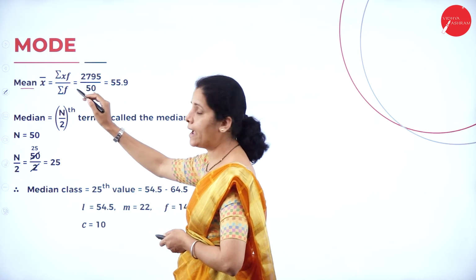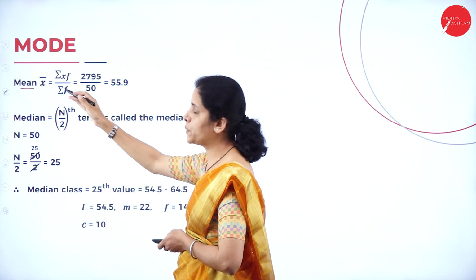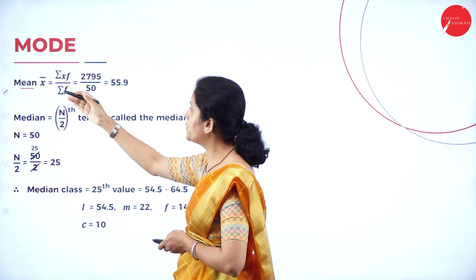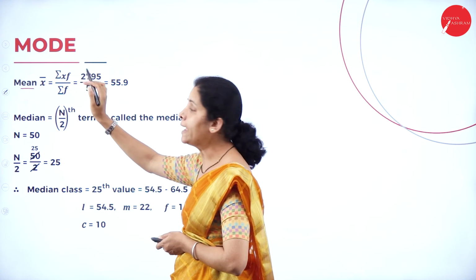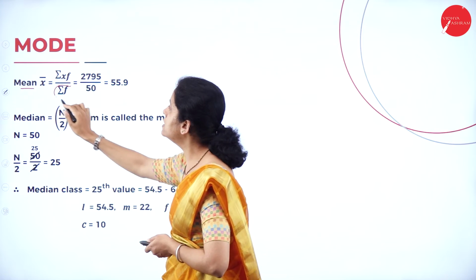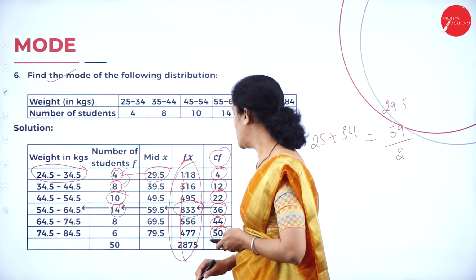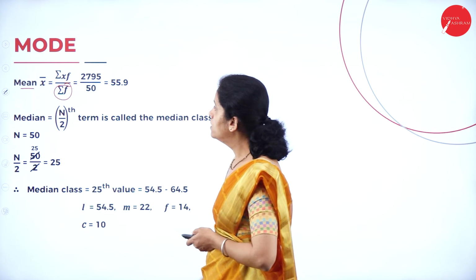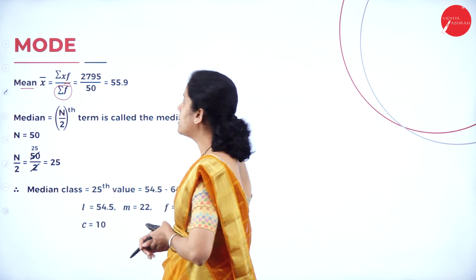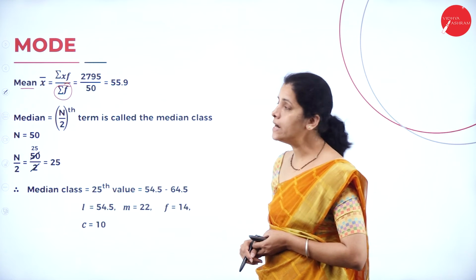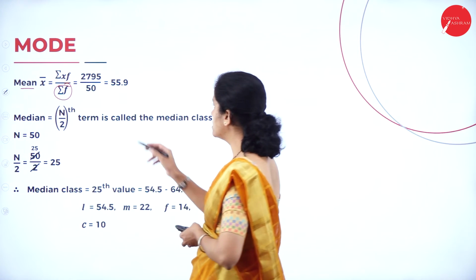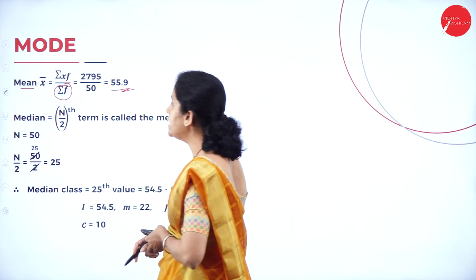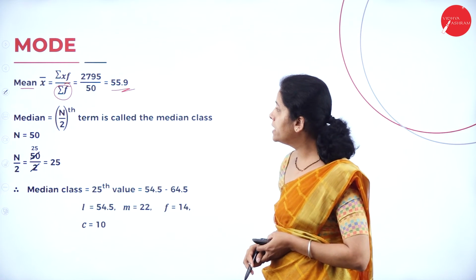Why is it sigma f? Because it is frequency. If it is not frequency, then it is divided by n. Okay. So here it is frequency. So what is the summation of frequency? That is 50. So it is 2795 divided by 50. The answer is 55.9. Then what about median?